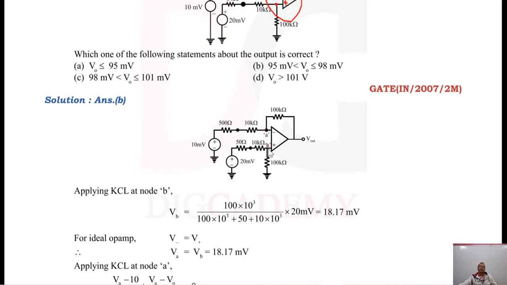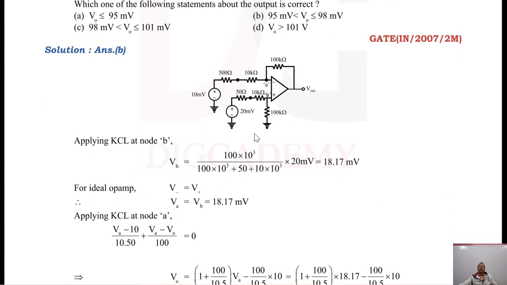So find the voltage at node B. Voltage at node B is obtained by simply applying the voltage divider rule, and you have seen examples earlier. This will be this resistance divided by this plus this. So this divided by sum of this resistance, this and this. Fine. So that is sum of these resistances. So VB comes out to be 18.17 volt. For ideal op-amp, voltage at node A is same as voltage at node B, because voltage at the inverting terminal is same as voltage at the non-inverting terminal. So voltage at node A is 18.17, that is same as VB.